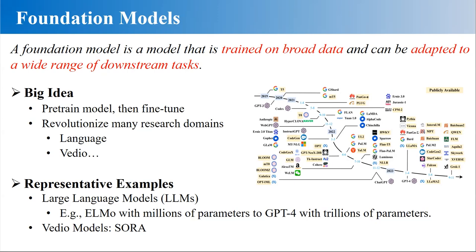Some representative examples, for example, are the large language models. If we look at just a couple of years ago, around maybe 2018, we had ELMo, right? It only had millions of parameters. But now, when we look at GPT-4, it has trillions of parameters. So you can see the progress is really fascinating. And then on the video front, now Sora has just come out and really caught everybody's eyes.